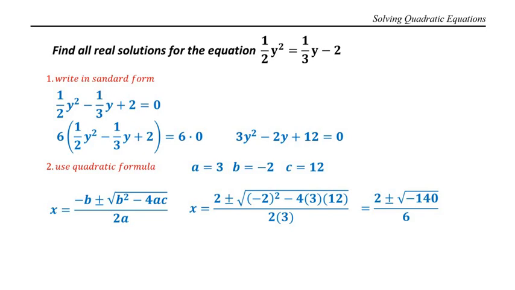And now this is where it's important to know what the problem is asking for. We're looking for all real solutions. And when you have the square root of a negative number, you are not going to get a real solution. You're going to get an imaginary solution because of the imaginary unit. So in this case, there are no real solutions. And we get to stop there with this problem.